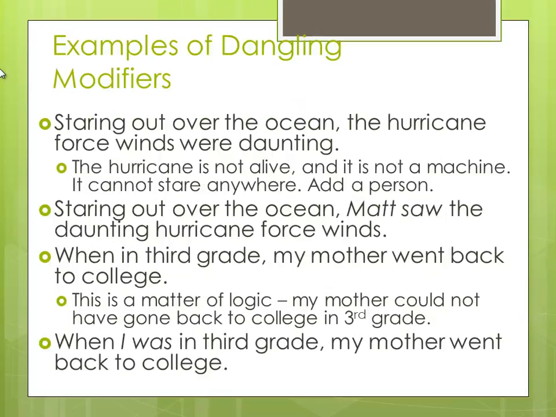So a few more examples of dangling modifiers. Staring out over the ocean, the hurricane force winds were daunting. That's a physical action. We need a person or a moving object. So the hurricane is not alive. Staring out over the ocean, Matt saw the daunting hurricane force winds. Next one. When in 3rd grade, my mother went back to school. Hopefully as a 3rd grader, you couldn't really enter college. So by saying, when I was in 3rd grade, my mother went back to college. Great.